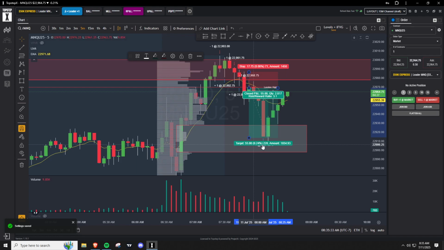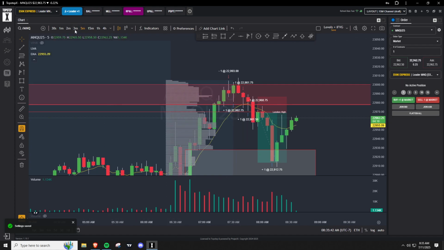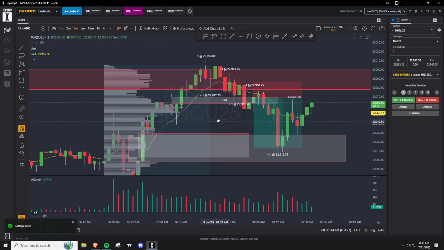It was 55 points from start to finish. Really low risk here, a nice RR of 3. And that is why it's worth waiting for the larger fair value gaps, the larger imbalances to be inversed.